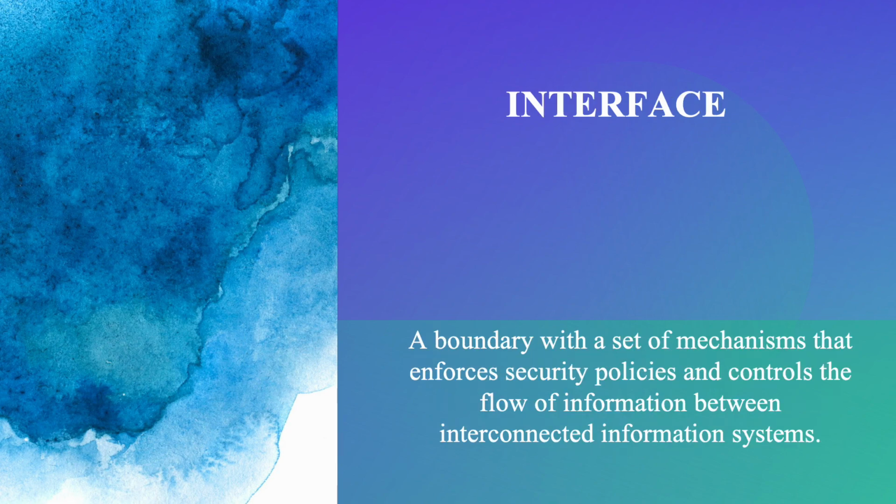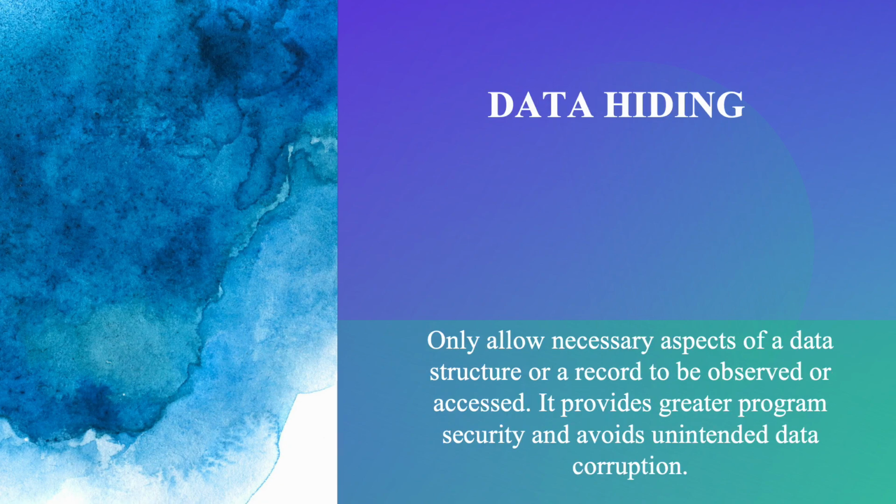Interface is a boundary with a set of mechanisms that enforces security policies and controls the flow of information between interconnected information systems. Data hiding only allows necessary aspects of a data structure or a record to be observed or accessed. It provides greater program security and avoids unintended data corruption.